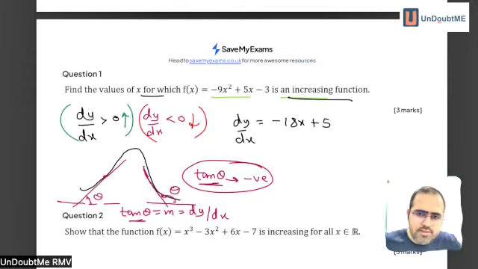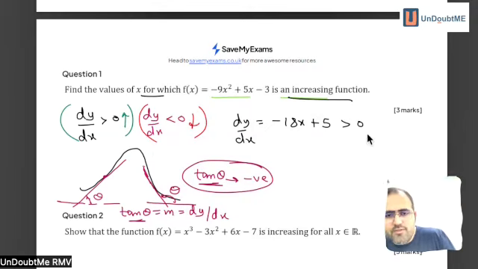Yes, Late. Now you can say the answer if you have got it. x is less than 5/18. So we have to just put it greater than 0, because we are finding for increasing. And then it will be minus 18x is greater than minus 5. Late, were you getting x less than or x greater than? x less than. Okay, that's right.